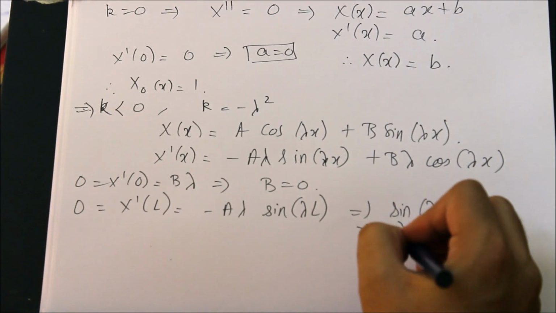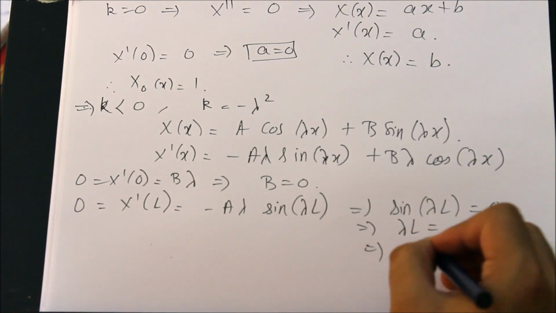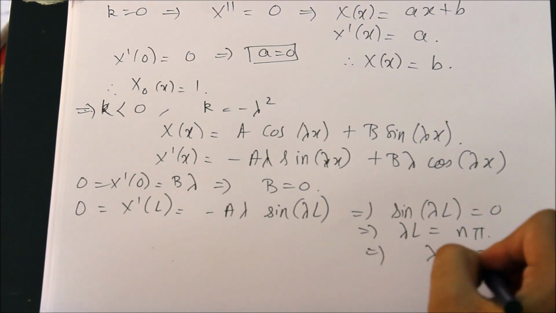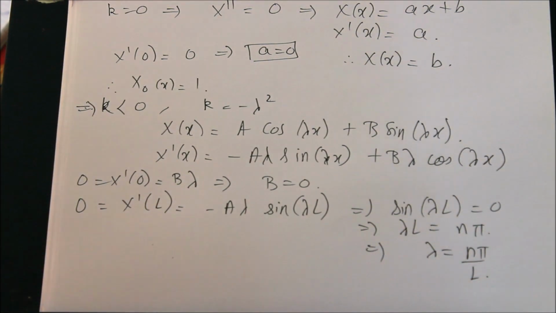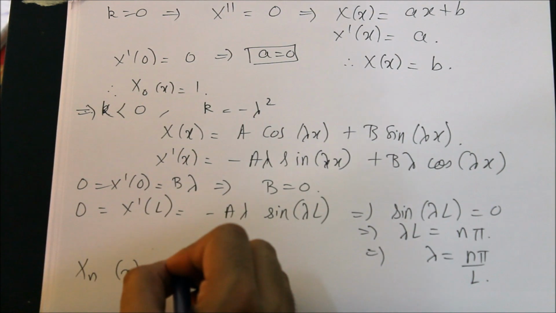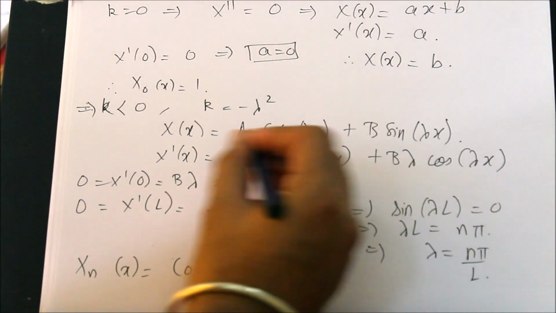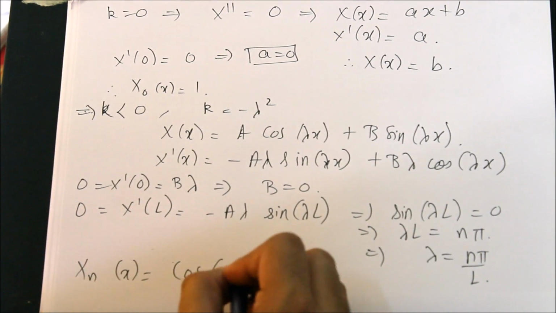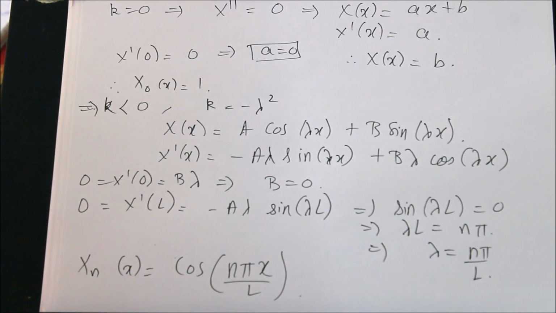But sin theta is 0 if and only if theta is an integral multiple of pi. So what is my lambda? So what are my eigenvalues over here? Same thing, n pi upon L, which we got in the previous case. So as my n keeps on changing, I get different xn's. So therefore what do I have? I have xn of x equal to, and again for simplicity let's take a to be 1, b was 0, I have cos of n pi x upon L. This is what my xn's are.